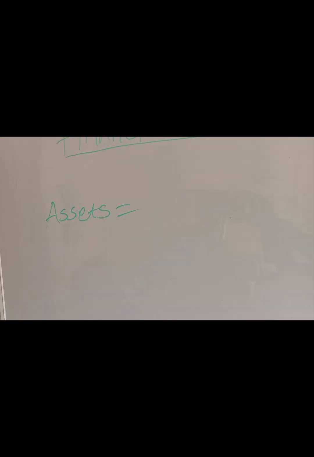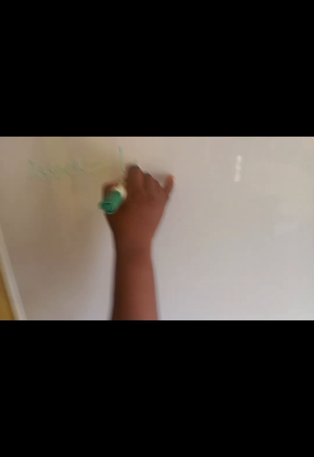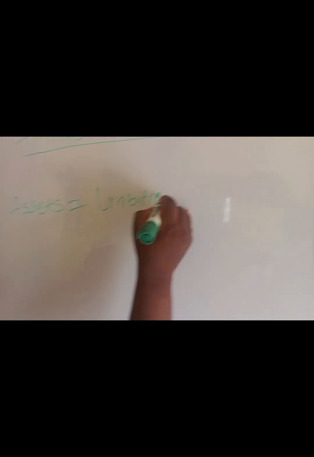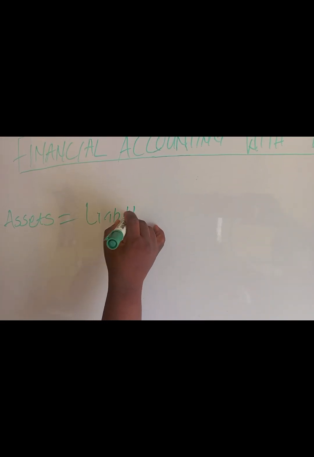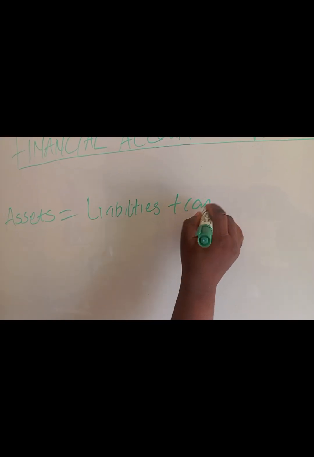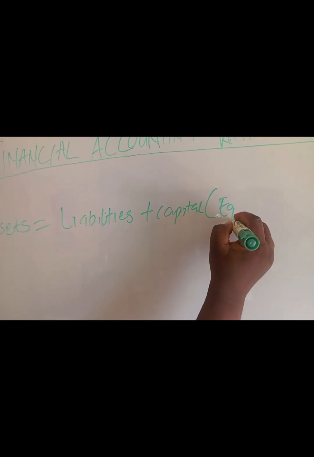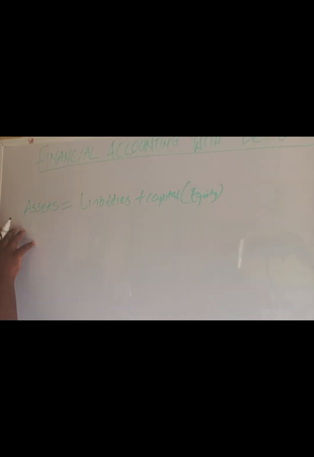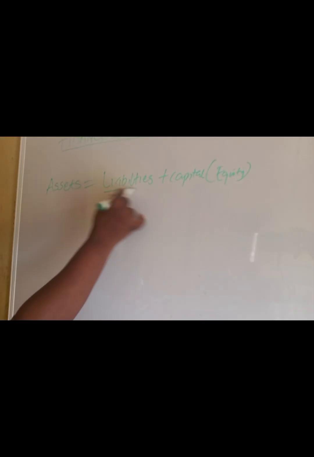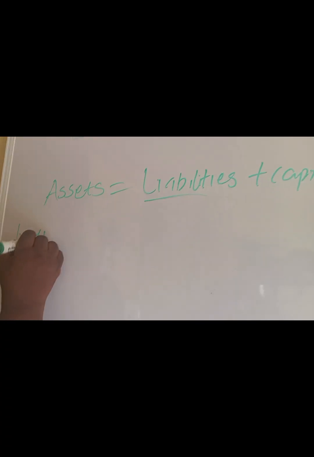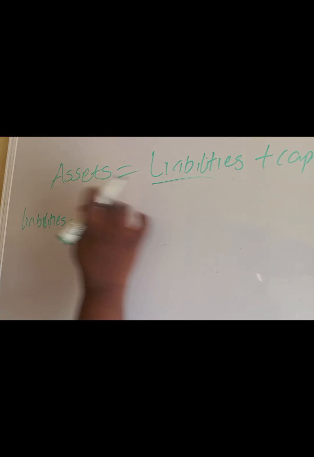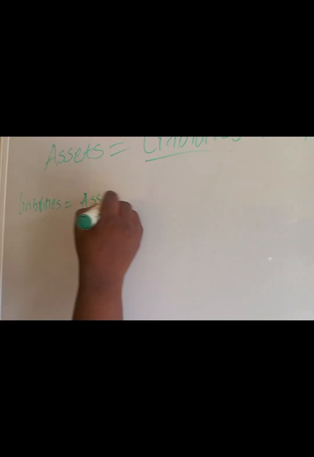Alright, so having mastered those terms, let's look at this simple formula. Our assets are going to be equal to our liabilities plus capital. So let's do simple math. Now let's look for our liability. Liabilities is now going to be assets minus capital.